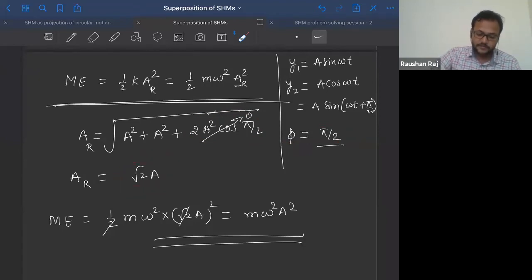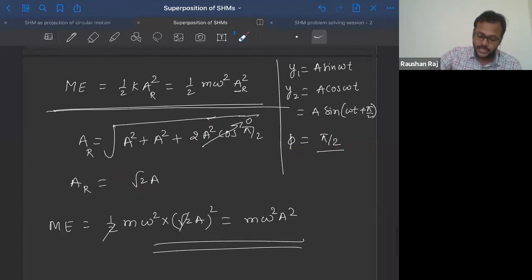Now what is the formula for mechanical energy? Half into m into omega square into amplitude square. What is the amplitude here? Root 2 a. So root 2 a whole square. What will root 2 a square become? 2 and 2 will cancel. What is the answer? m omega square a square.